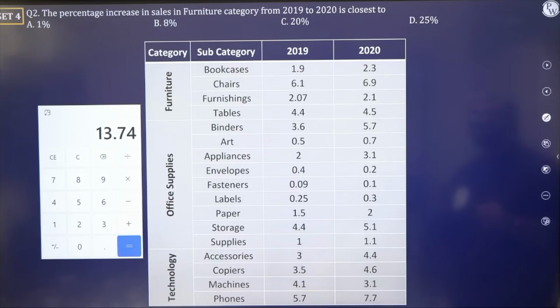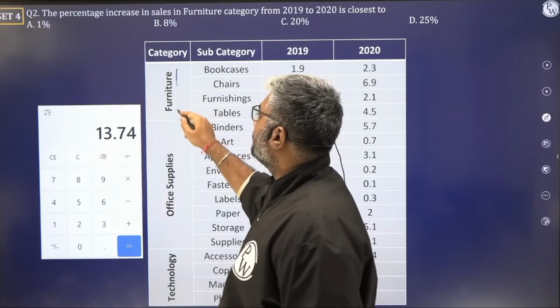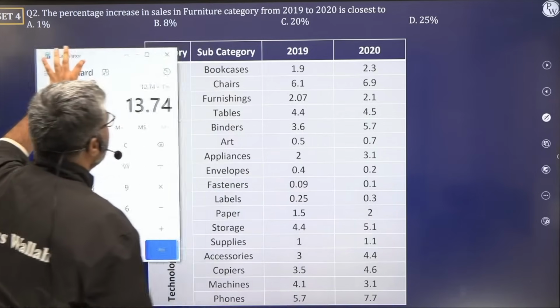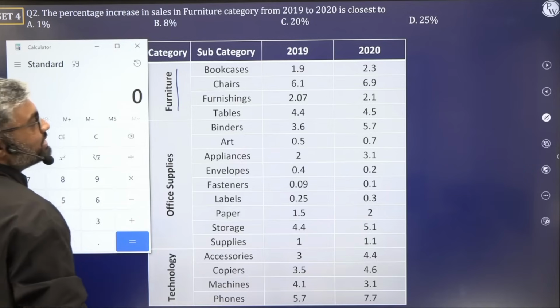The percentage increase in sales in furniture category they're asking overall, right? So they're asking for overall in terms of furniture. So here I'm going to go with the memory function, because then when are you going to use it? अगर data heavy में नहीं use कर रहे हो तो कब use करोगे, है ना? So what do we have?